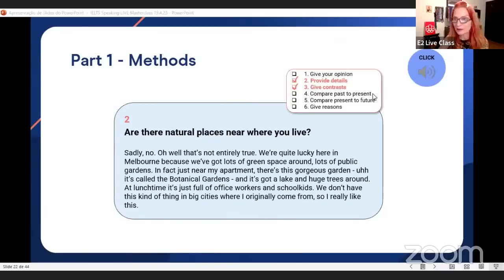Okay, here we go then. Moving on. So at the beginning, she says no and yes. Well, it's a very spontaneous answer. So, "sadly, no. Oh, well, that's not entirely true. We're quite lucky here in Melbourne." So she kind of reviews what she said to adjust it. It's okay when you do that.